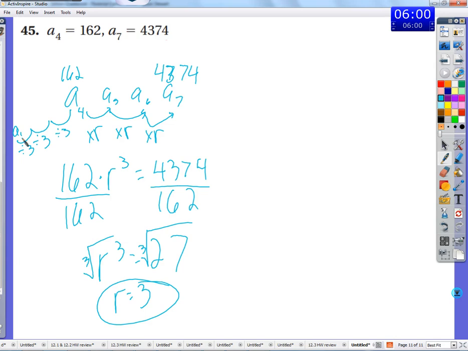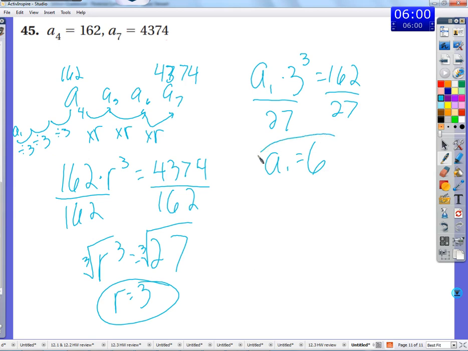If you like equations, as I do, I could just say this. A sub 1 is 3 away from a sub 4, just like a sub 4 is 3 away from a sub 7. So if I start at a sub 1, and I multiply by 3, multiply by 3, multiply by 3, 3 times, I will get 162. And now we solve for a sub 1. Well, 3 to the third is just 27. Divide by 27. 6.